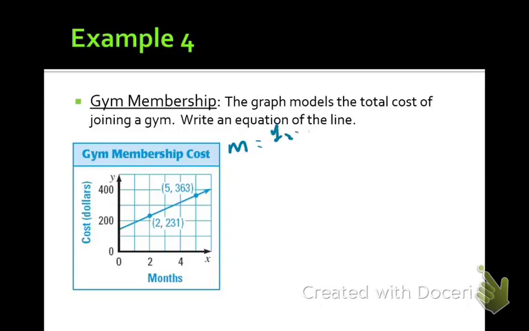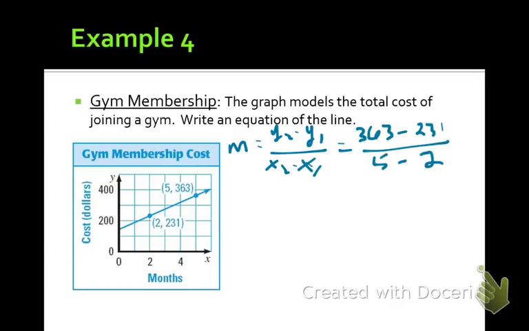So subtract the y's, subtract the x's, and that gets you 363 minus 231 over 5 minus 2. Okay? Which is going to be 132 over 3. You can divide that out, actually, and you get 44. So the slope is 44.